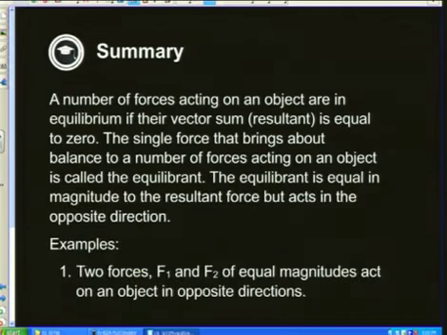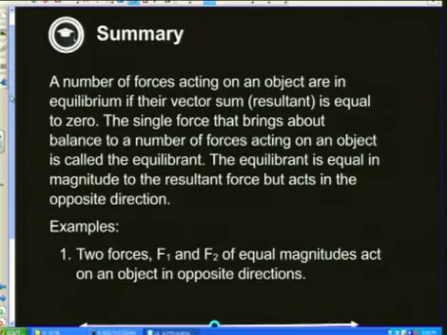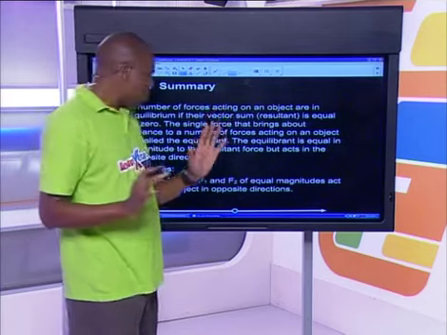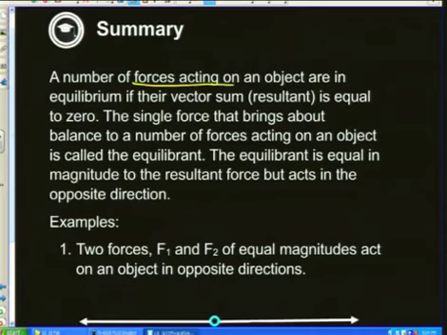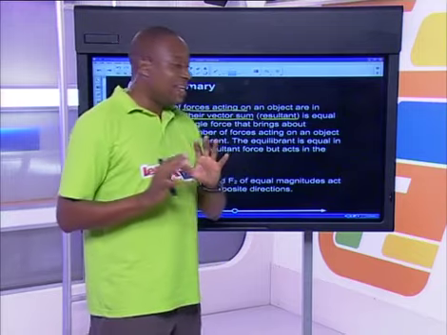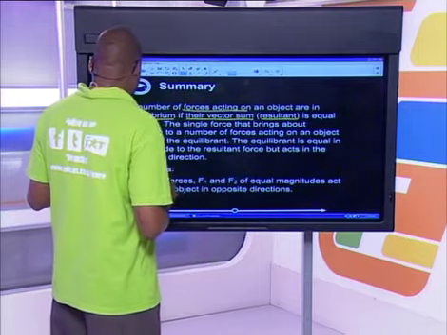Okay. Now, going into this equilibrium of forces, we need to know that when we have a number of forces acting on an object, these forces will be in equilibrium if their vector sum, or what we call the resultant, is equal to 0. So if there is no resultant, we have these forces acting, but there's no resultant, we say that that object is in equilibrium. The forces acting on it are in a state of equilibrium.